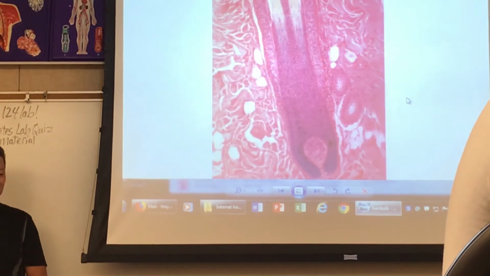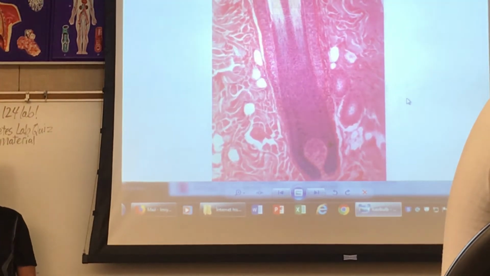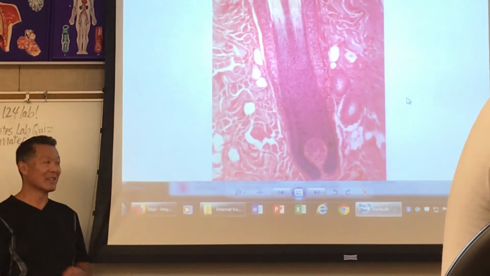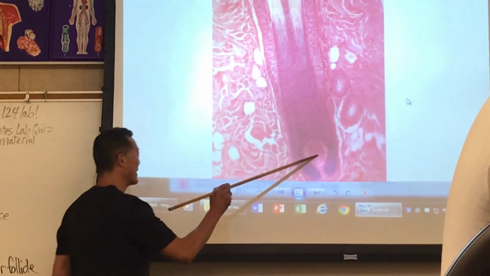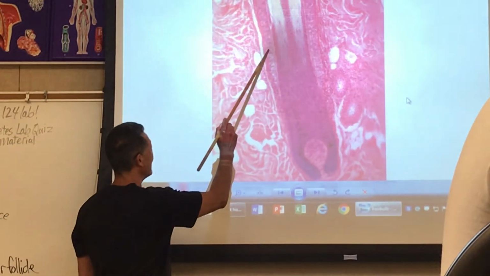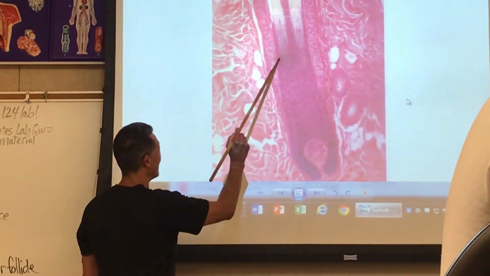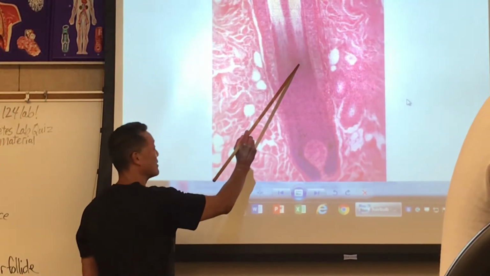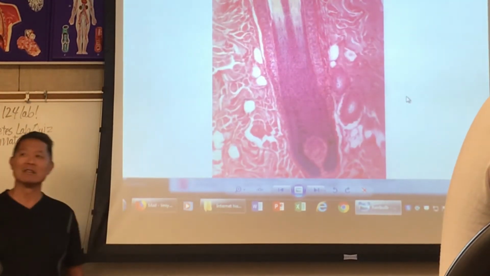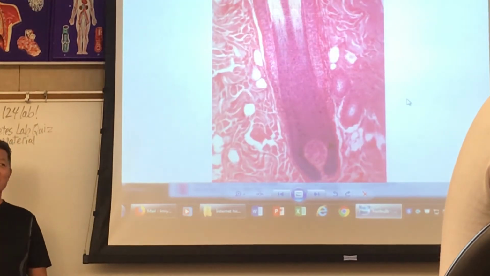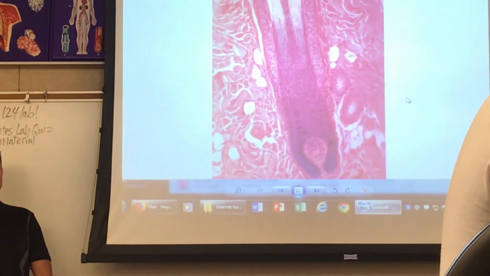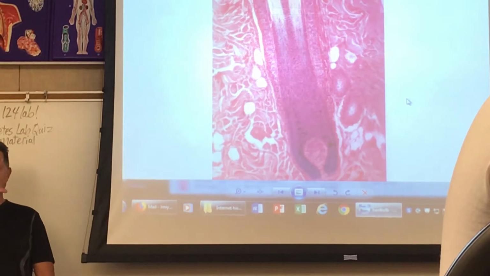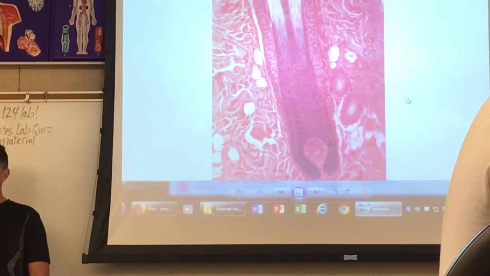Everybody got it? Can we do it one more time? Hair papilla, hair follicle. Since it's connected to the hair itself, this is hair root. Okay, everything in the slides shows exactly what came out of my mouth.